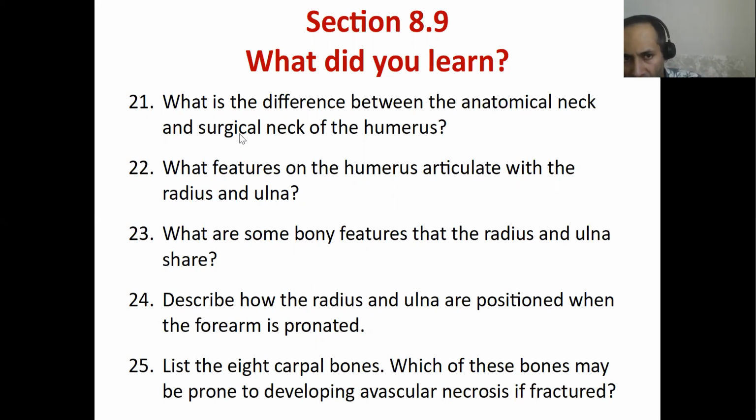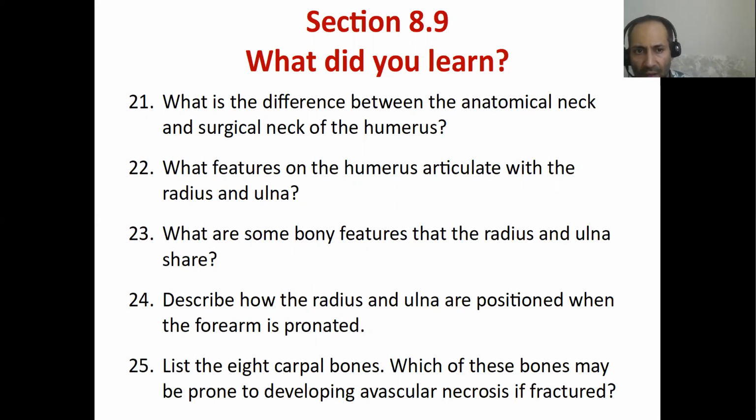What features on the humerus articulate with the radius and the ulna? The distal and the medial epicondyles, all right? Or the trochlea and the capitulum. Those are the two regions. Trochlea with the radius and capitulum with the ulna on the medial side.